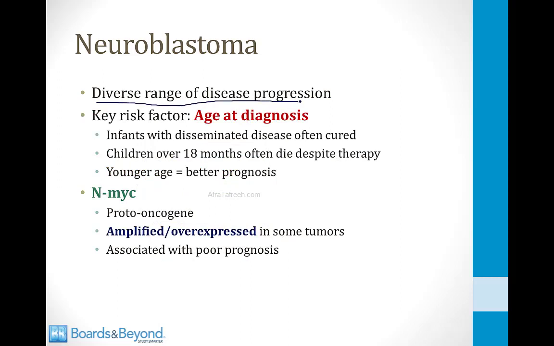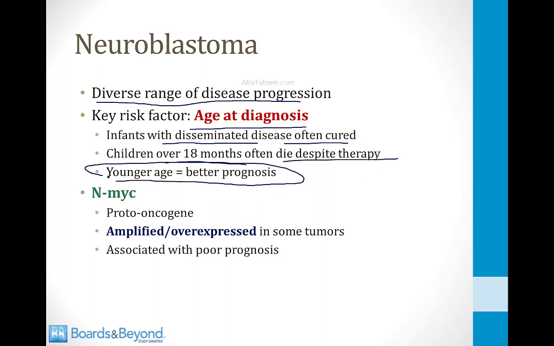Neuroblastoma has a diverse range of disease progression. Some children are easily cured and others quickly die of their condition even with therapy. A very important risk factor is the age at diagnosis. For example, infants, even with disseminated disease, are often cured with surgery and chemotherapy. On the other hand, children over 18 months of age often die despite therapy. In general, the younger the age at diagnosis, the better the prognosis.